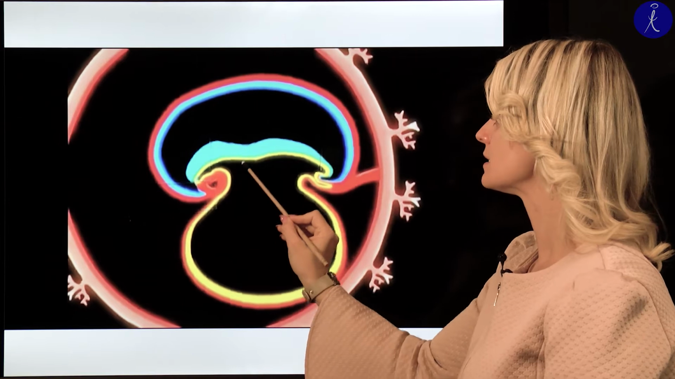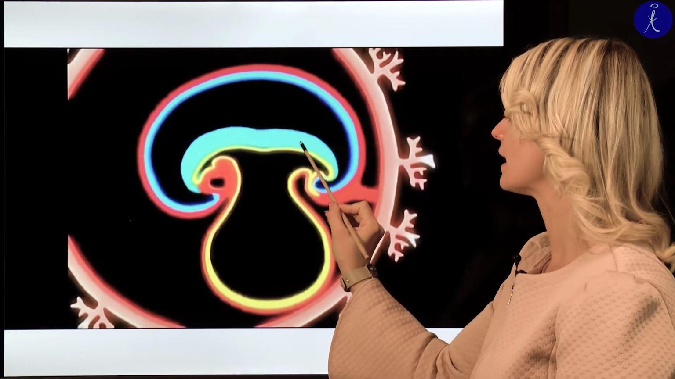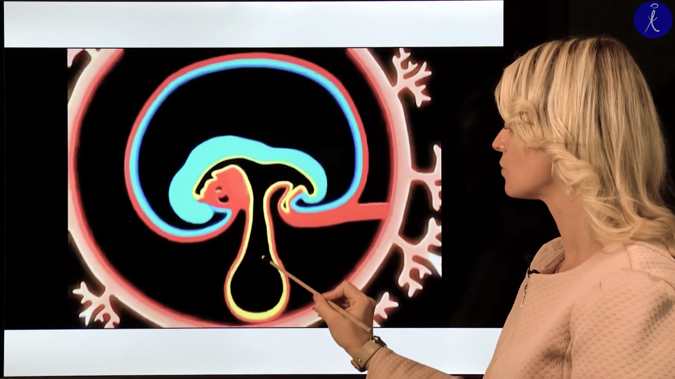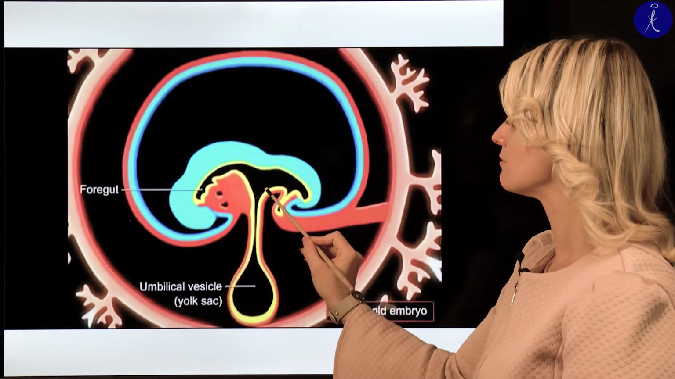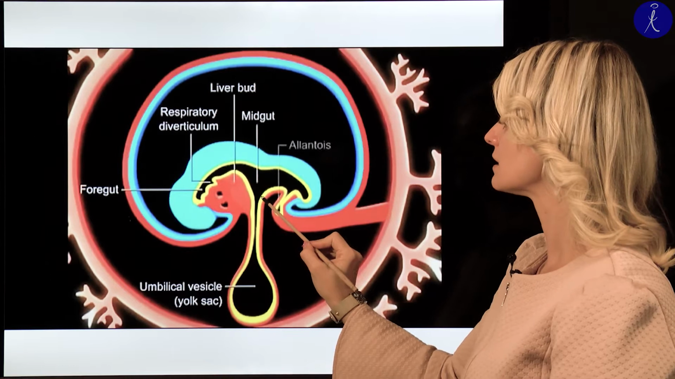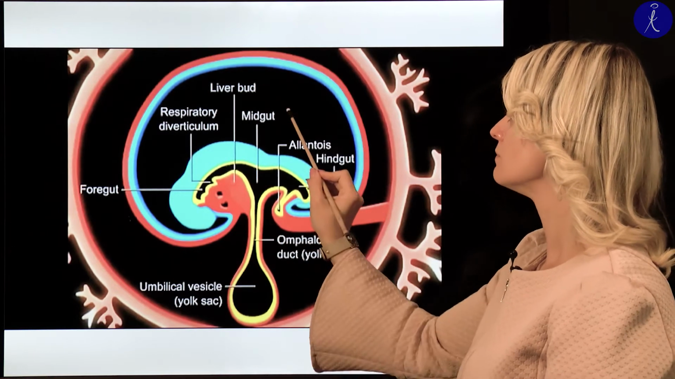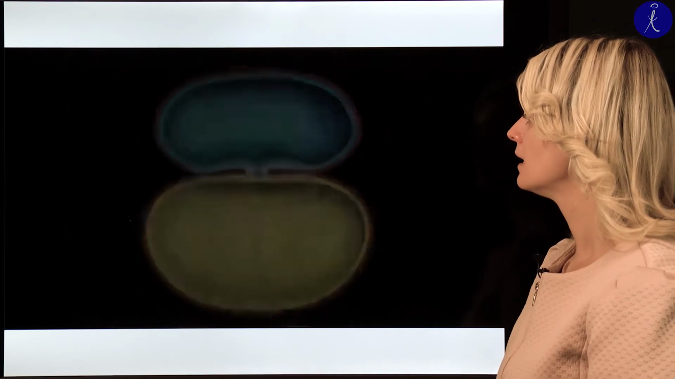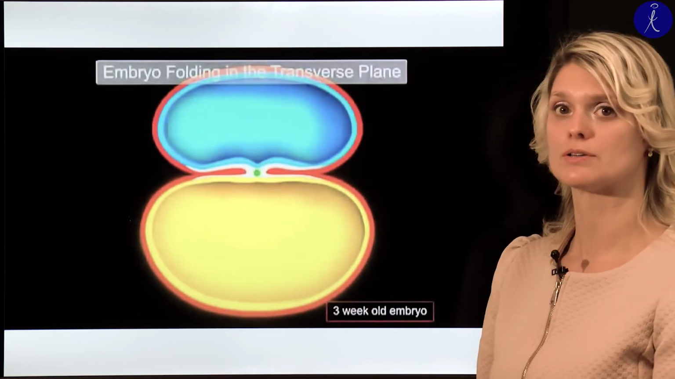There you can see anterior the foregut. There we have the hindgut. And first the midgut will communicate with the yolk sac with a wider canal. And finally, just the vitelline duct will be the connection between the midgut and the yolk sac. Let's see the folding from the lateral view.